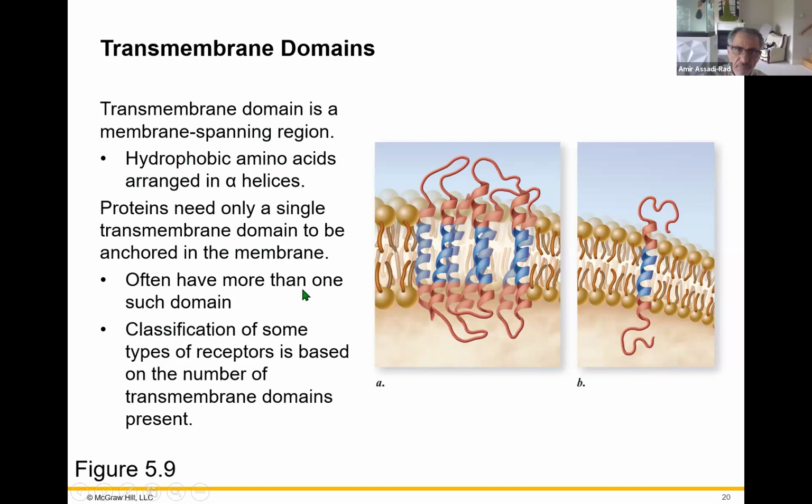Yes, they often have more than one such domain. Classification of some types of receptors is based on the membrane. Do not worry too much about this. Just the outside layer is hydrophilic, inside hydrophobic, just like the phospholipid bilayer. Remember, this is the head of the phospholipid, hydrophilic, hydrophobic, same as these protein molecules.